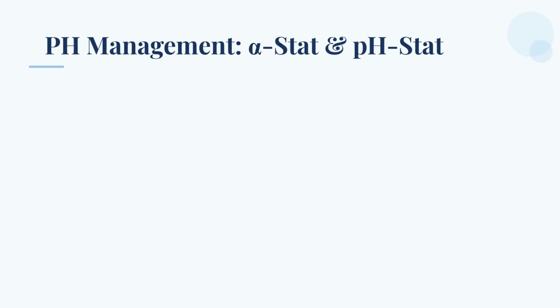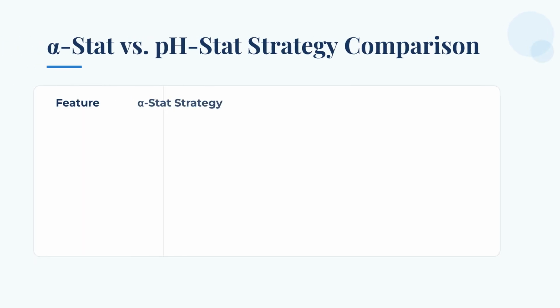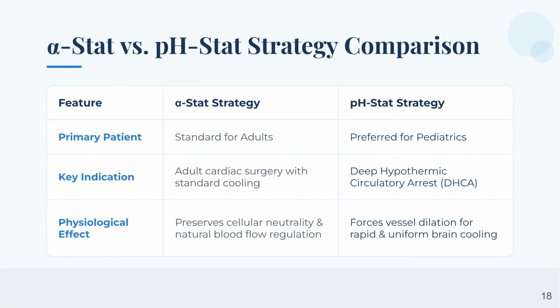pH management is another vital consideration. Two primary strategies are used: alpha-stat, which manages blood gases regardless of core temperature, and pH-stat, which adjusts measurements to the patient's actual hypothermic temperature. Alpha-stat is the standard for adult procedures as it preserves natural cerebral autoregulation. Conversely, pH-stat is preferred in pediatrics or deep hypothermic arrest, as it promotes cerebral vasodilation for more uniform cooling.